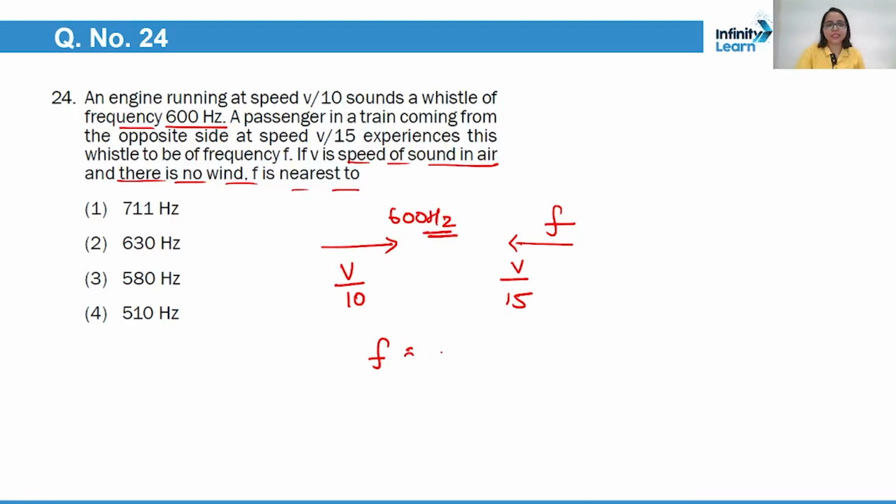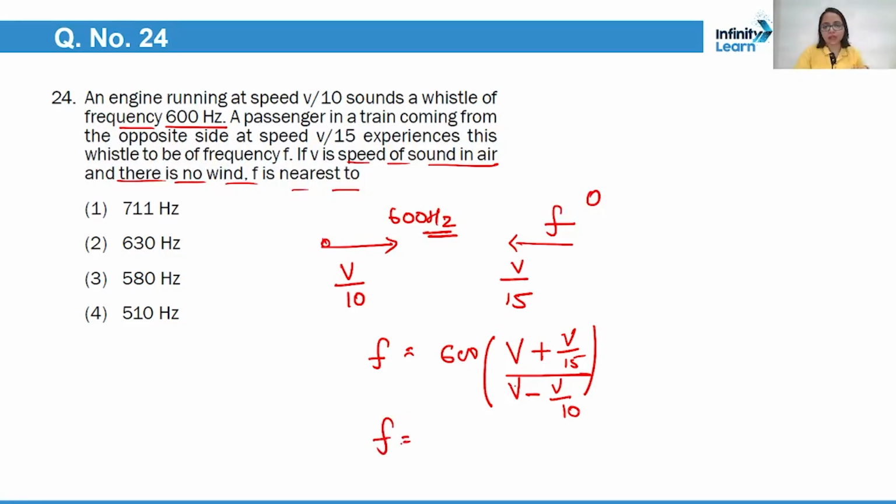And apparent frequency is actual frequency into, in this case, velocity of sound plus velocity of the observer, so this is the observer, V by 15, divided by velocity of sound minus velocity of the source. So this is the source, V by 10. After solving this one, you'll get the nearest value of apparent frequency as 711 Hertz. So the correct answer is option 1.